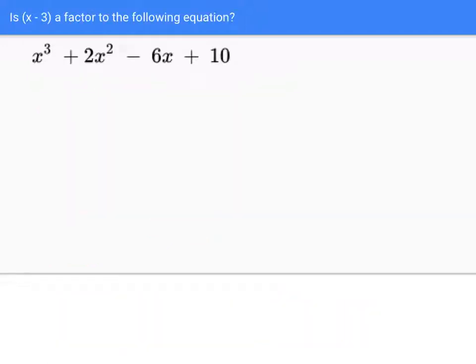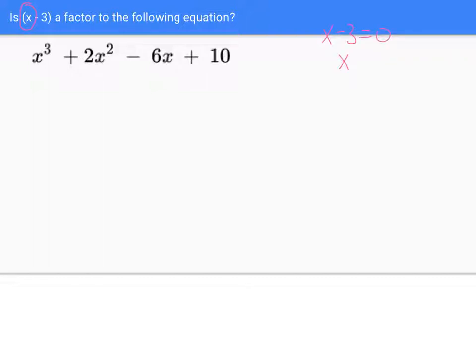So this next problem is asking, is x minus 3 a factor? So I have to divide to see if it's a factor. Since there's no number right out in front here, I could choose either synthetic or long division. I'm going to do synthetic. I, again, personally find it much easier.